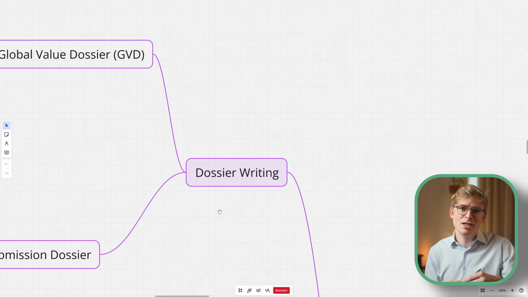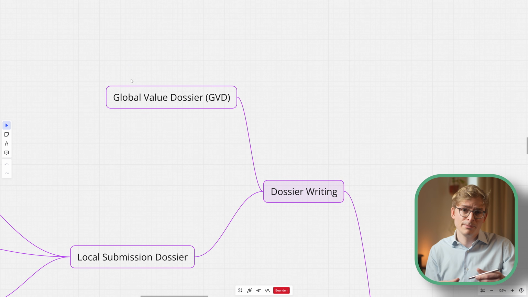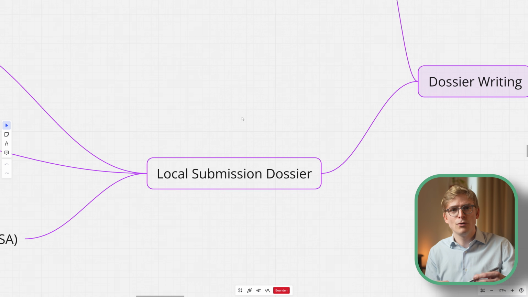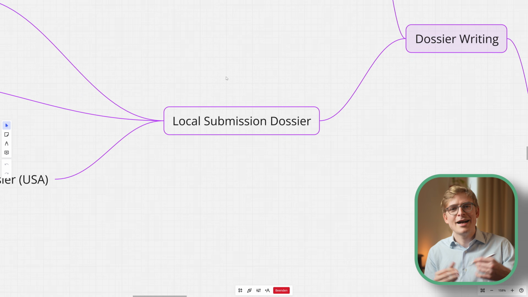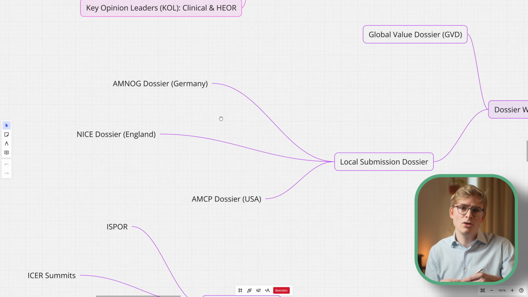If you're writing a dossier, it's either a global value dossier or GVD or a local submission document, which is required for local HTA submissions. Examples of local submission dossiers include the AMNOG dossiers in Germany or the AMCP dossier in the US.